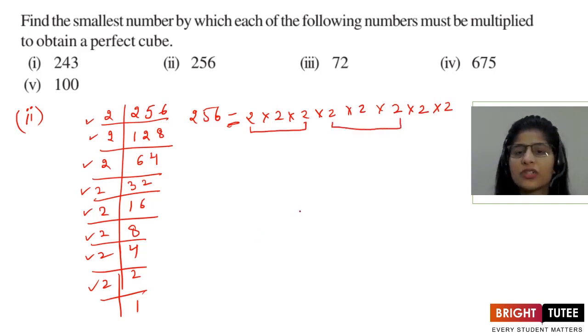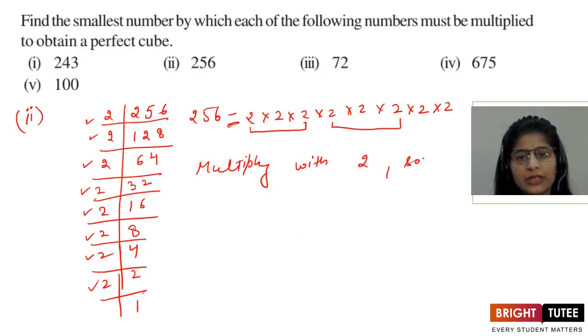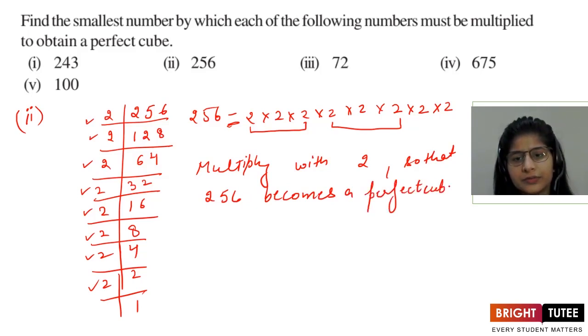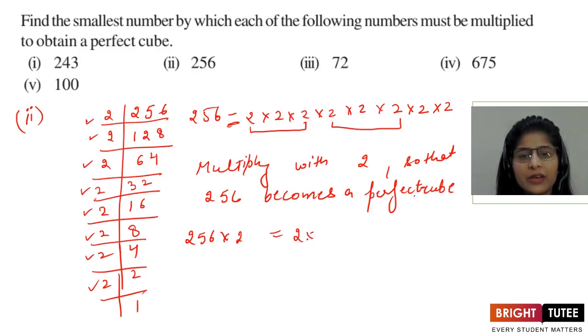Now what is the number that we should multiply so that this 2 cross 2 gets converted into 2 cross 2 cross 2, that means a triplet? So we are missing one 2. We can multiply with 2 so that 256 becomes a perfect cube, right? So now 256 multiplied with 2 equals, now we have 3 triplets.